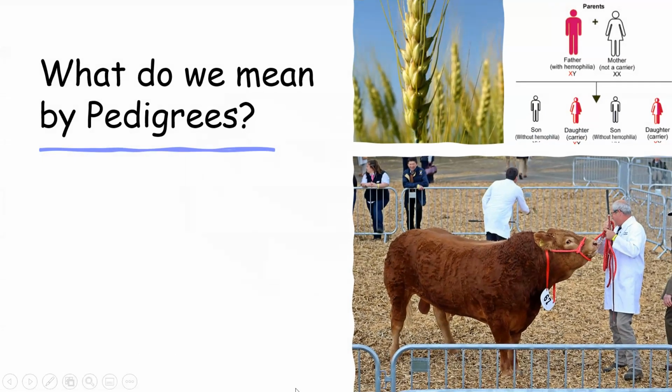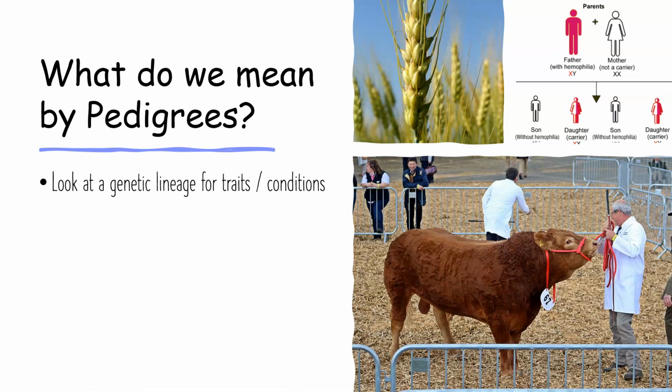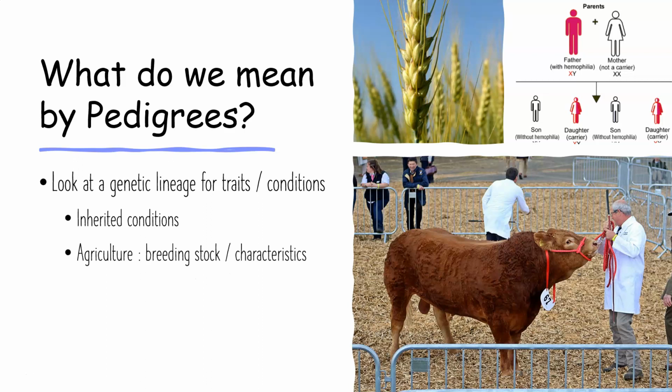Okay, so first up, what do we actually mean by a pedigree? Well, a pedigree is where we're looking at a specific trait or condition that is genetically passed on. So it's a lineage for traits and conditions. This could be inherited conditions and diseases such as haemophilia that we've already looked at, and cystic fibrosis. It could also, in agriculture, be used in terms of breeding stock and characteristics in specific livestock or crops.